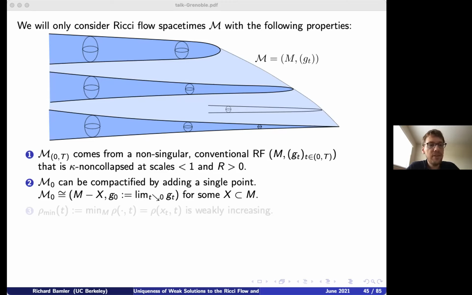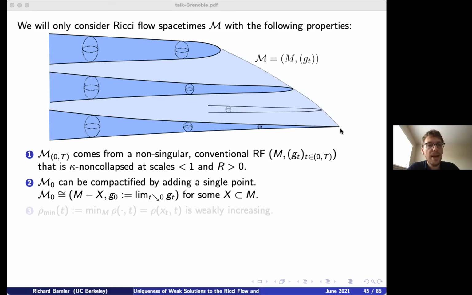Well, then the time 0 slice can be represented by some subset of the manifold M, and the metric on the time 0 slice is just the smooth limit as t goes to 0 of the metric. Okay, and this can be compactified by adding a single point here at the tip. All right, so this is what the flow should look like.